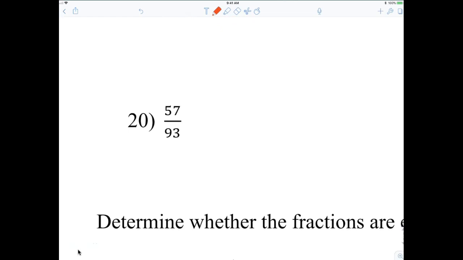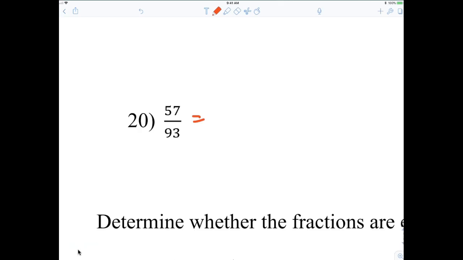Now, on this one, you can add the digits here. What's 5 plus 7? 12. So that's divisible by 3. Add 9 and 3. 12. So it's divisible by 3. So we can divide by 3. That only works for 3 and 9. So if I divide by 3, Carter, what do I get?